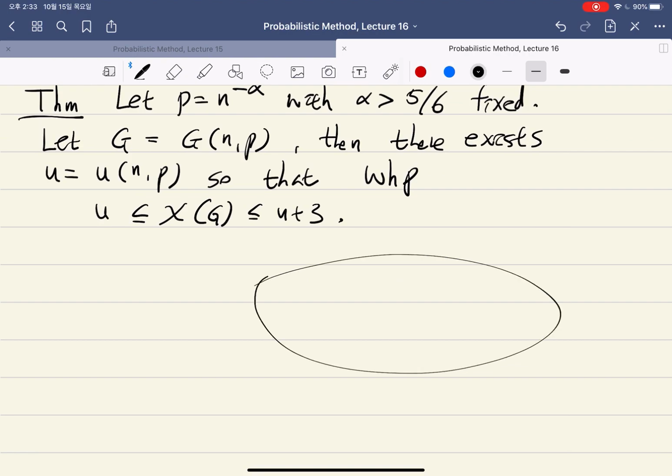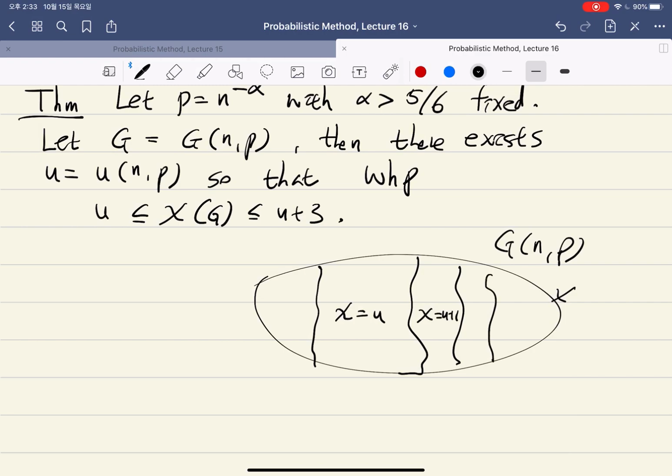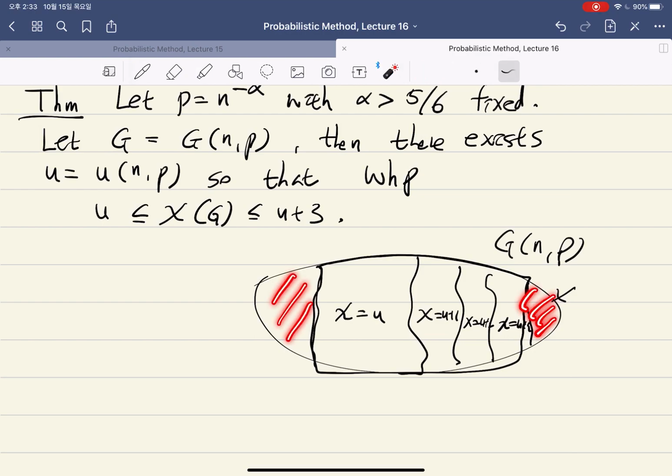In other words, if you consider the G(n,p) probability distribution, and here all possible graphs are here with certain measure, and you take the collection of graphs with chromatic number u, u plus 1, u plus 2, and u plus 3, then this actually takes almost all the measure. The remaining part, the measure of this goes to 0 as n goes to infinity. That's what this means.